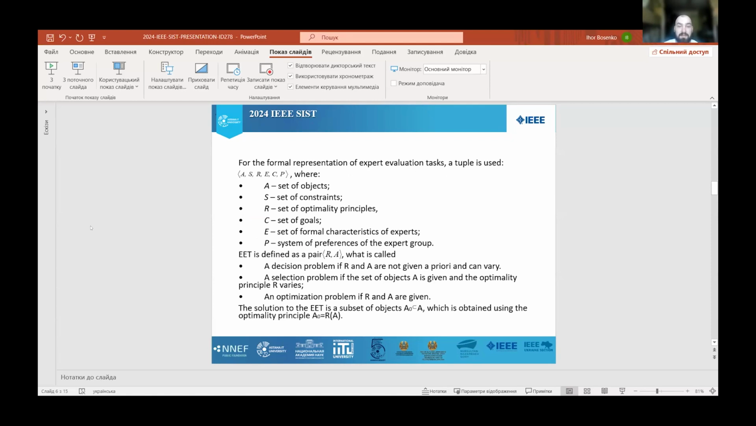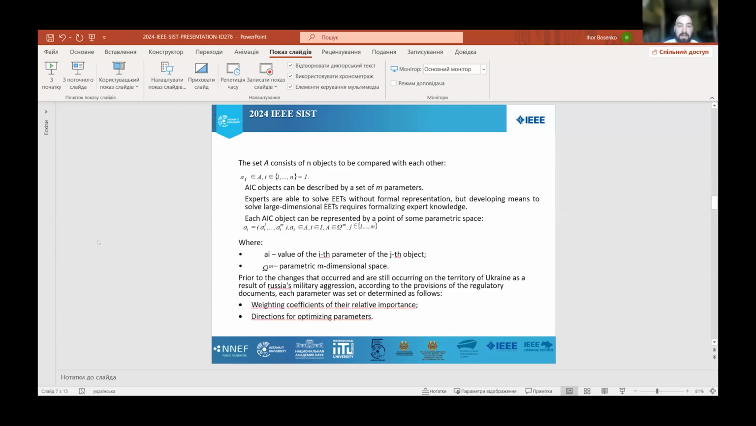EET is defined as a pair R and A. It is called a decision problem if R and A are not given a priori and can vary, a selection problem if the set of objects A is given and the optimality principles are various, and an optimization problem if R and A are given. The set A consists of n objects to be compared with each other, formulas on screen.